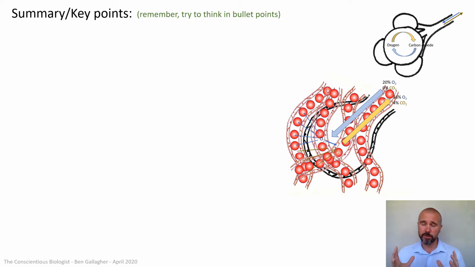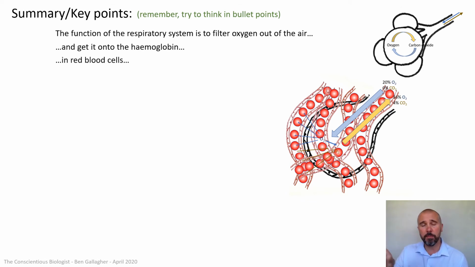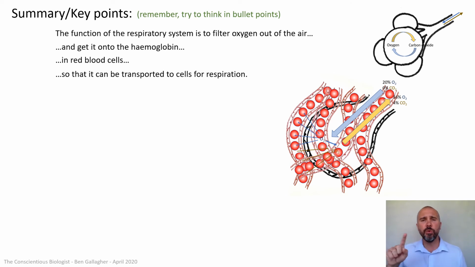So we're going to break the whole of the respiratory system down into multiple points, but we're going to cluster it together in 4 key groups. So first off, the function of the respiratory system is to filter oxygen out of the air. That's its key function. And get it onto the hemoglobin. So there's another key little bit of information. In red blood cells, again, would you have thought to say that? Would you have just gone, oh, it gets the oxygen to the hemoglobin? Make sure you state where that hemoglobin is. And that's so it can be transported to cells for respiration. So you're linking respiration into it. So those are 4 key points that we can cluster together about the basic purpose of getting oxygen in and to the cells so they can do respiration.